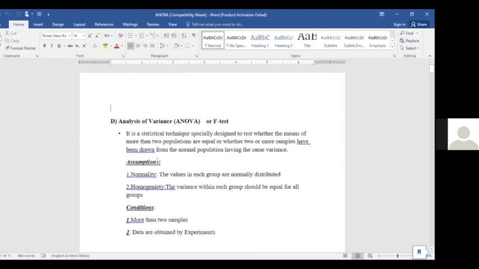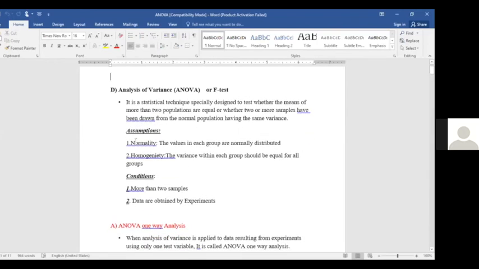Now for ANOVA, these 2 assumptions, normality and homogeneity, should be fulfilled.